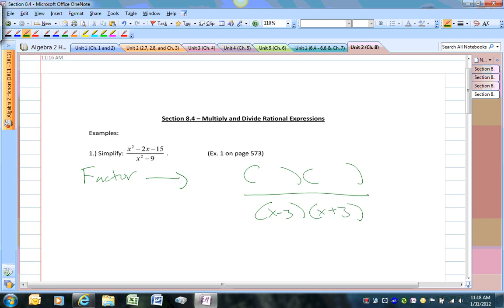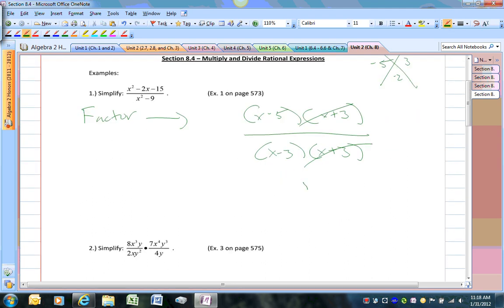The bottom becomes that. The top, if you want to do the little diamond thing, we get negative 5 and 3. Those cross off, and that's your answer: x minus 5 over x minus 3.